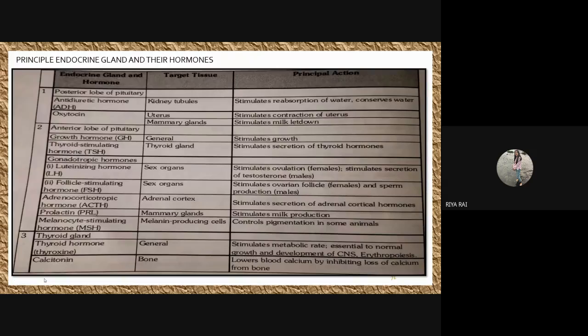And then this is the table, in which we can go for quick revision, in which all the glands and hormones are included along with the target tissues on which they work and what their principal actions are. In this, all the hormones are included.